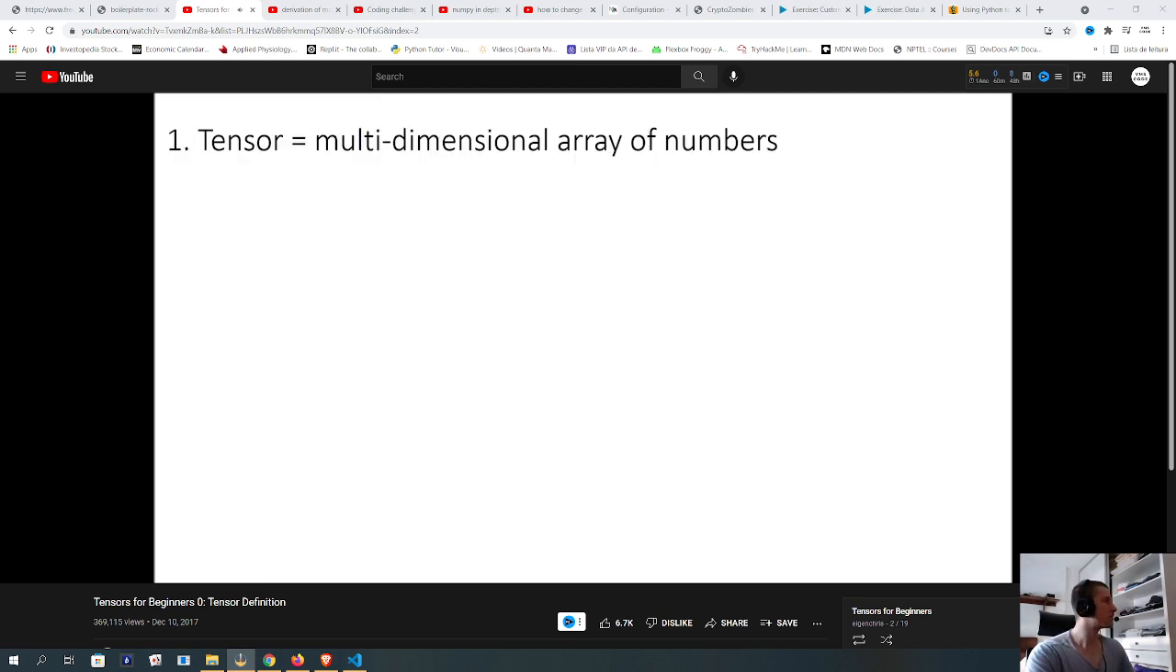So a tensor is a multi-dimensional array of numbers. And by array, I basically just mean grid. So a grid of numbers. Okay, so let's see some examples of what this might look like.